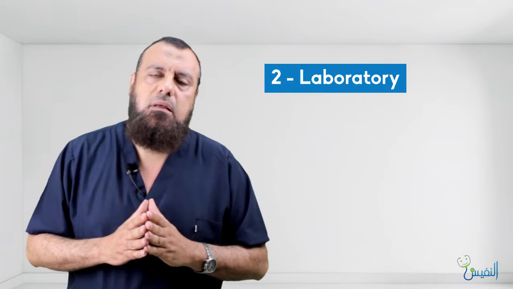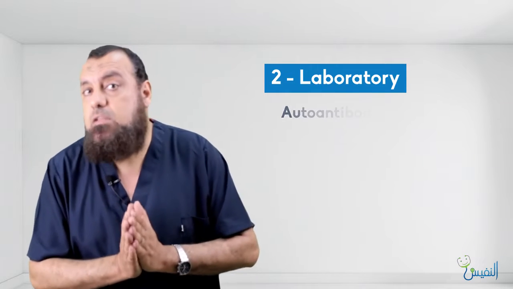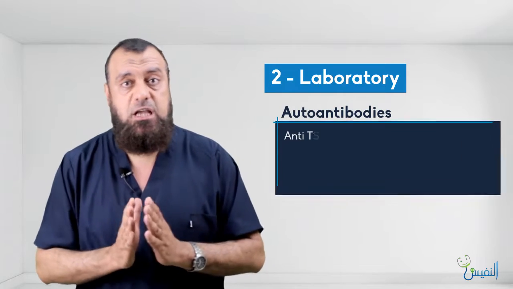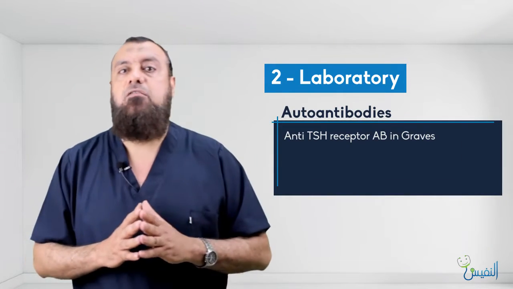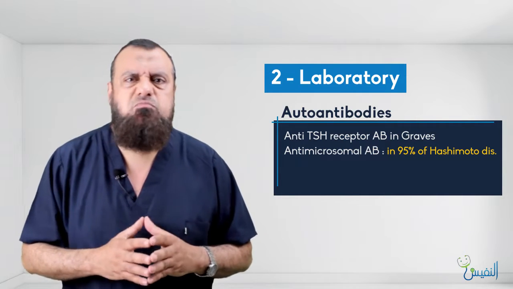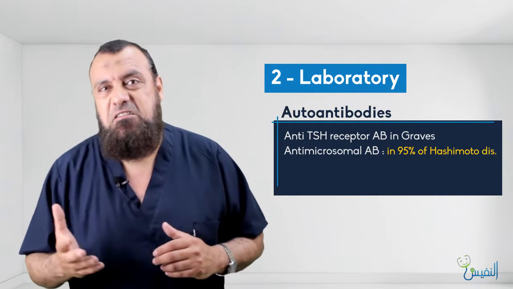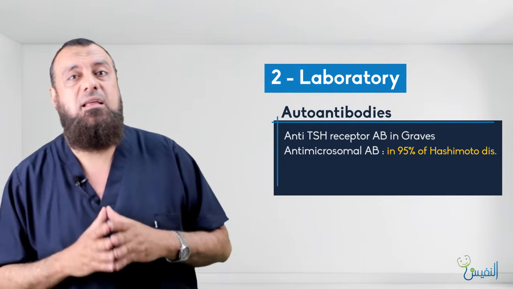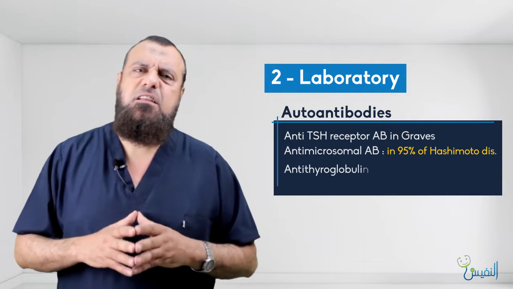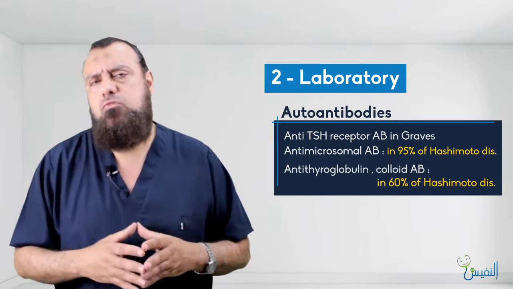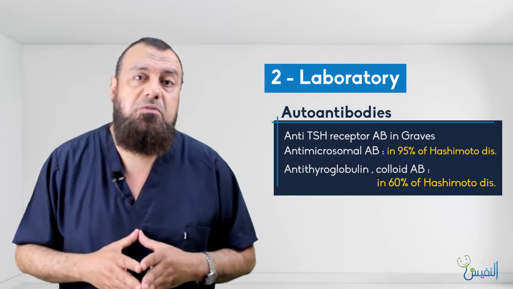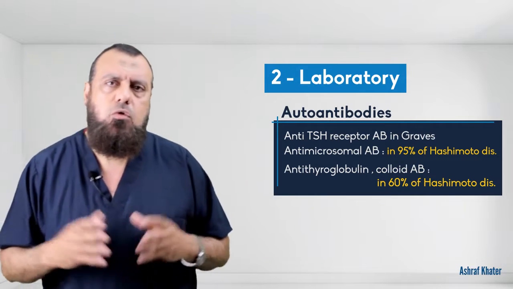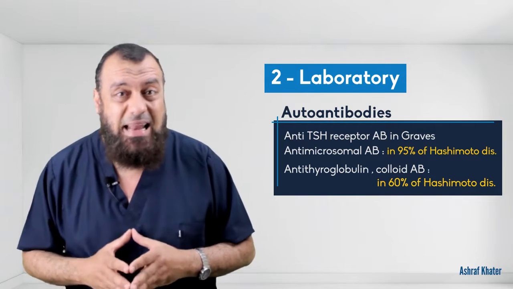Then we can assess the autoantibodies for the autoimmunity, for example, anti-TSH receptor antibody, and the antimicrosomal antibody, which is positive in nearly 95% of cases of Hashimoto thyroiditis. It is called antimicrosomal antibody. And there are antithyroglobulin and anticolloid antibodies, which may be positive in nearly 60% of cases of Hashimoto thyroiditis. All are autoantibodies for the thyroid gland.